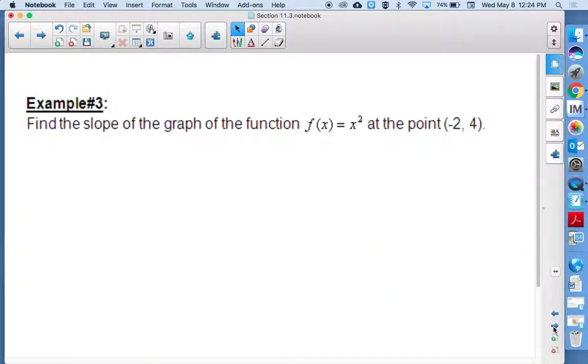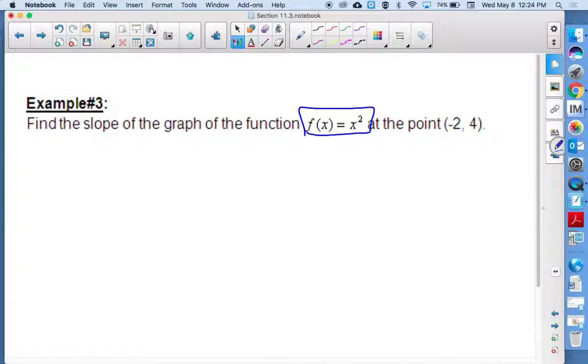So looking at the second, find the slope of the graph of this function, just x squared. That's the one we started with, at the point (-2, 4). So we can find it now at point (1, 1), which is what the original question was asking us to find. But they're asking us to find the point at (-2, 4). So finding the slope means we're calculating the limit as h approaches 0, because we're finding the tangent line.